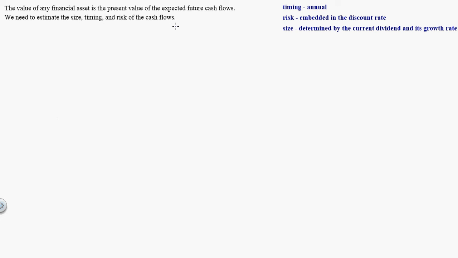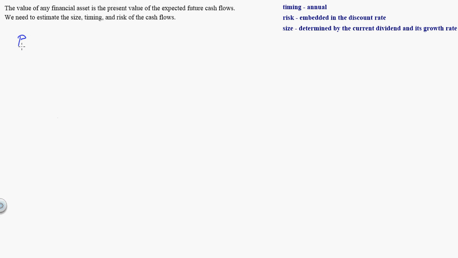Well, in this particular model, we're starting simple. We're saying the timing is annual, so the dividend comes every year. The dividend was just paid today. The next one will be paid exactly 1 year from today. That's not an accurate assumption, but it's where we're going to start. The risk of the cash flows is determined by the discount rate, or the discount rate is determined by the risk of the cash flows. The size of the cash flows, well, we're going to determine those by looking at the current dividend and estimating a growth rate. So the formula is going to look like this.